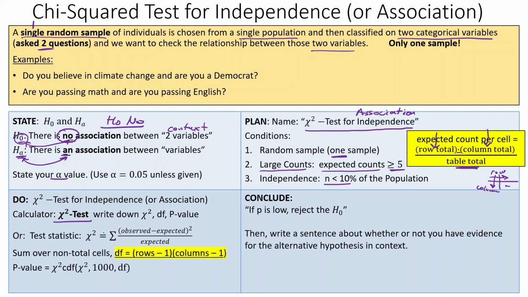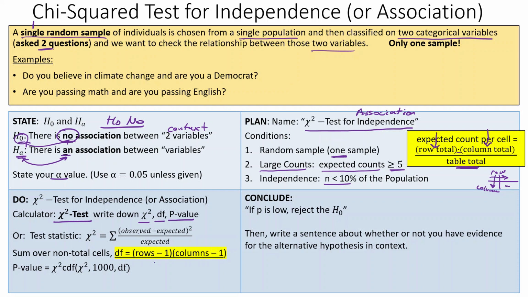All right, so we do the chi-squared test for independence. It's just called chi-squared test on your calculator. We're going to write down chi-squared out of that, our degrees of freedom, and our p-value. We could calculate the chi-squared by hand, doing observed minus expected, squared, over expected, for each part of the table. That's not a total part of the table, by the way.